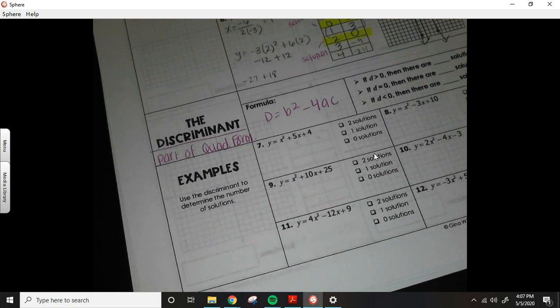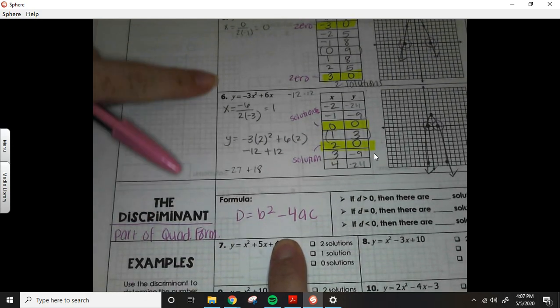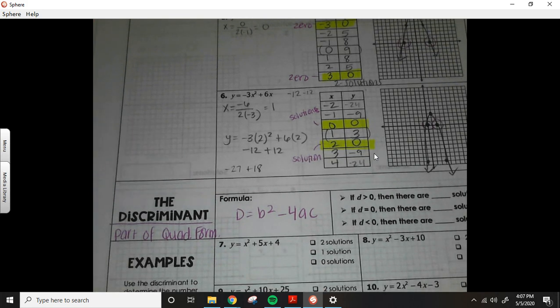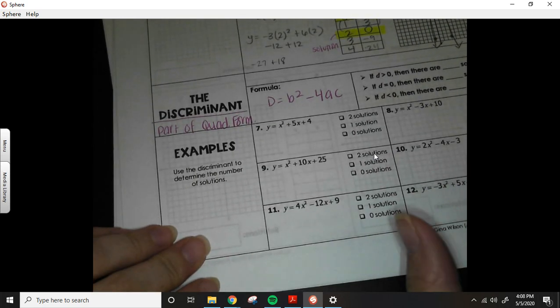In order to use the discriminant, so what does the discriminant do? The discriminant tells you right off the bat how many solutions a quadratic equation has. So if we were able to know this before we did all this graphing, we wouldn't even need to guess and check a little bit. This tells us the number of solutions.